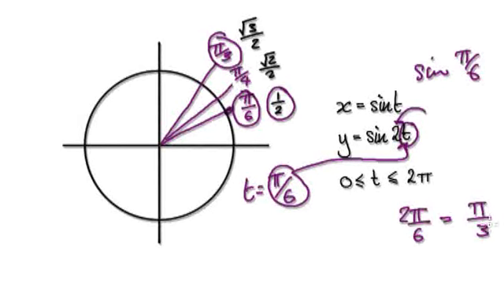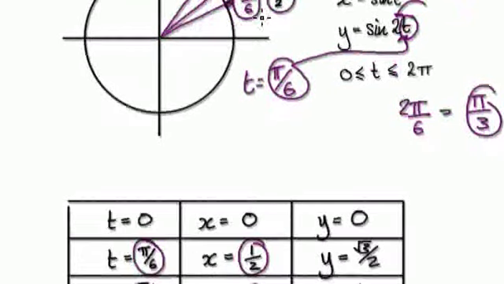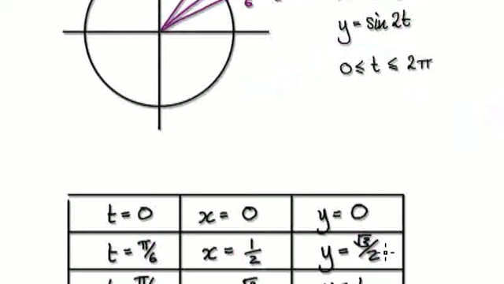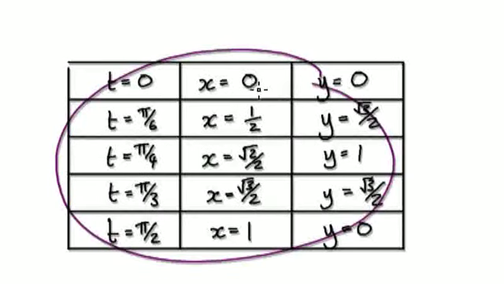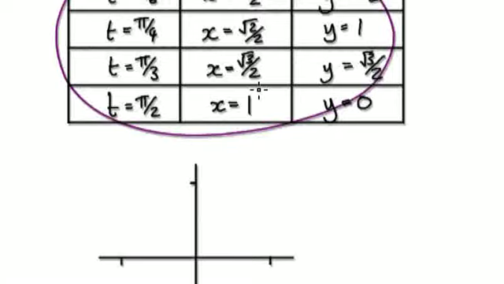So anyway, sine pi over three is this thing here, root 3/2. So the y value will be root 3/2, and so on. And then that will give you this whole table here. So from the table here, we can trace out the path.